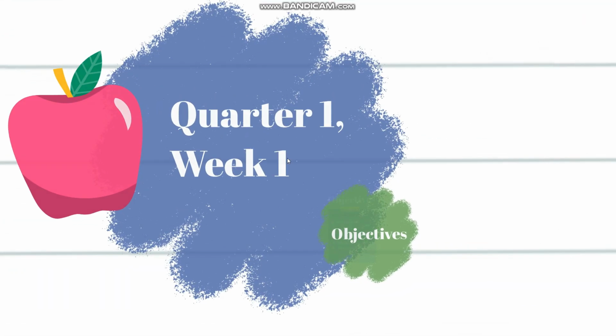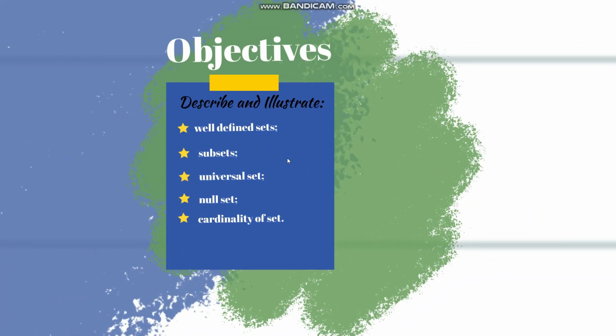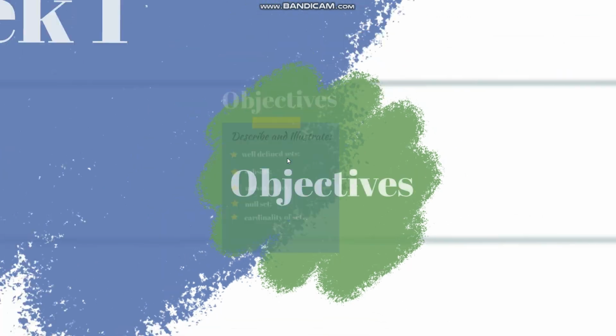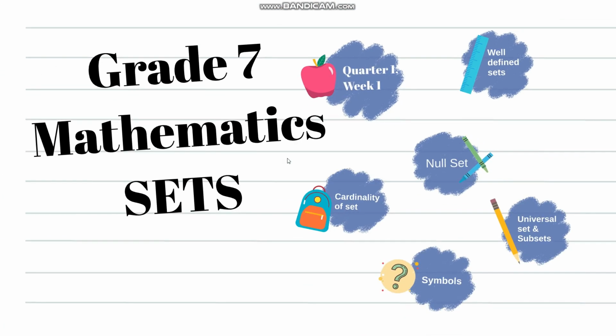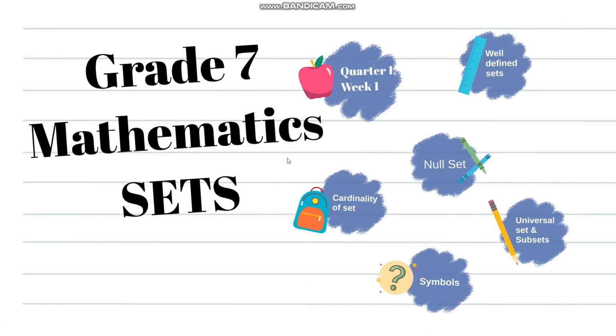Our objectives are to describe and illustrate the well-defined sets, subsets, universal set, null set, and cardinality of set. These are the ones that we would describe and illustrate later on. And now let us continue to the well-defined sets.